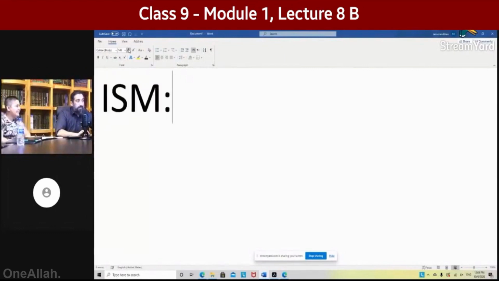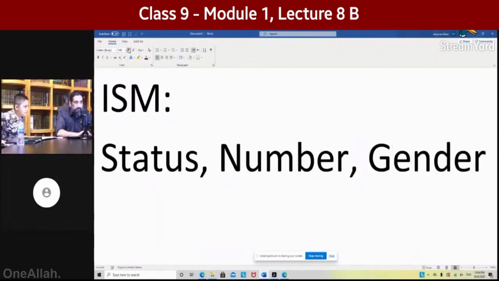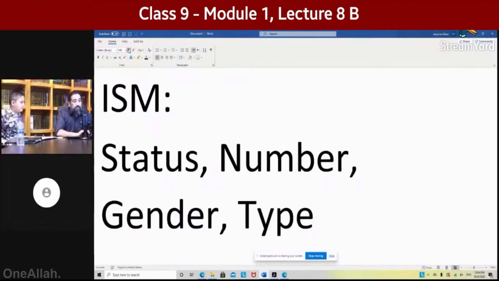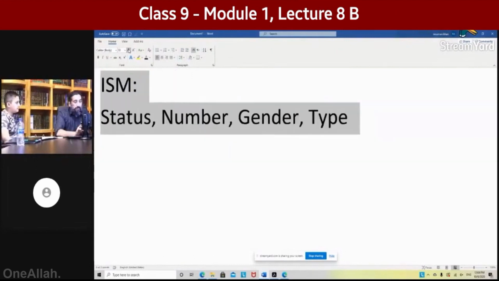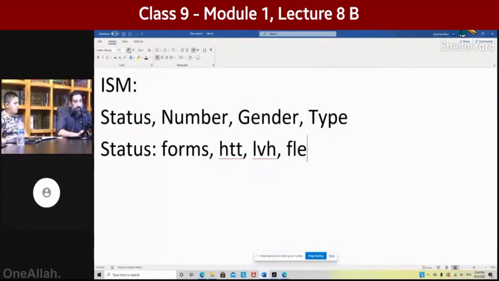An ism, well, you already know ism fi'il harf. We're not going back there. Ism has status, number, gender, and type. Each one of them has some learning underneath it, right? So for status, there were 4 items: forms, how to tell, light versus heavy, and flexibility. Those are the 4 things we studied.